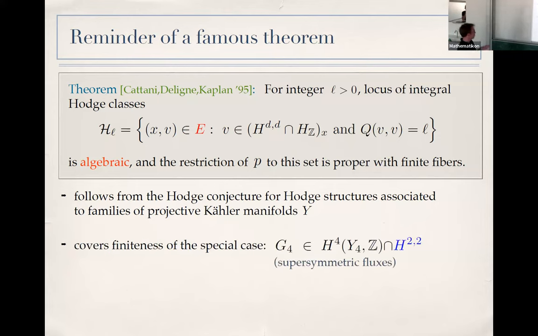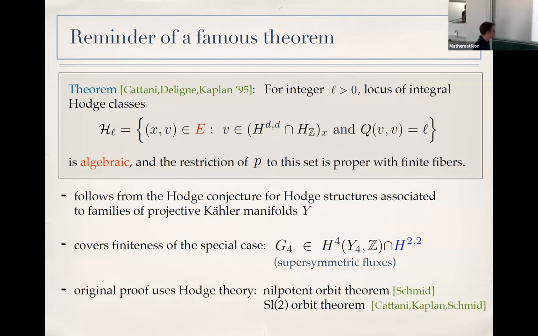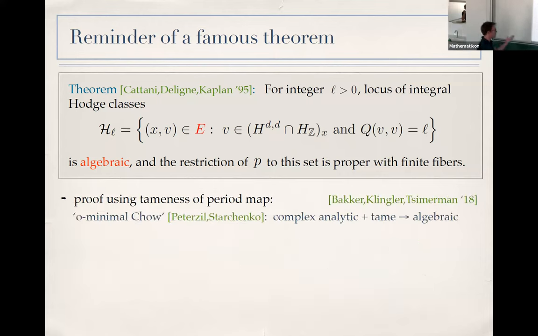And in fact, it covers this finiteness in the special case where this G4, now in physics language for Calabi-Yau fourfold, is actually of type (2,2). So if the G4 is of type (2,2), it's even more constraining, namely that the locus is algebraic. And that's what we also probably would hope for. So the original proof uses Hodge theory and the nilpotent orbit theorem. But what is the nice recent thing is that there is an alternative proof that uses tameness of the period map. And remarkably, this proof using tameness is just a few lines long.